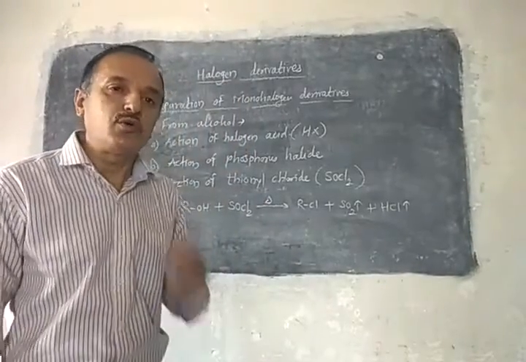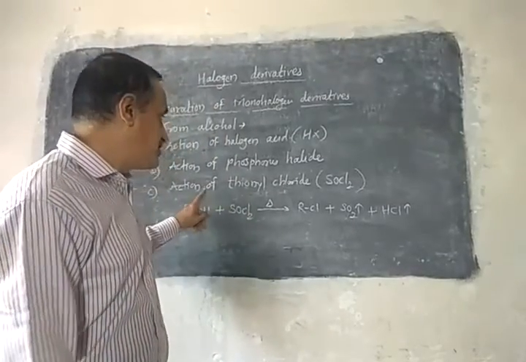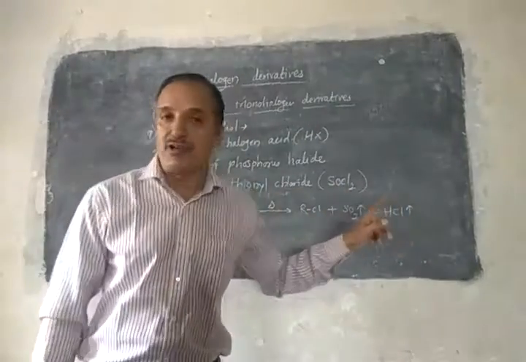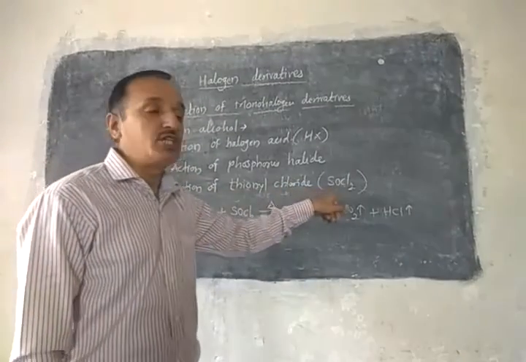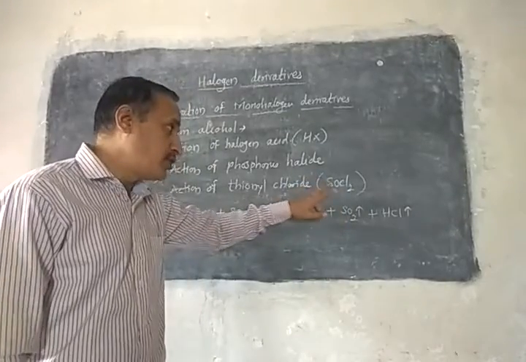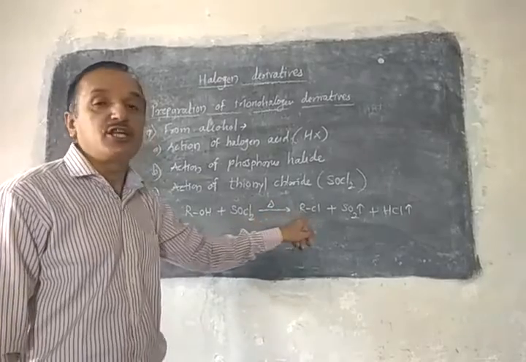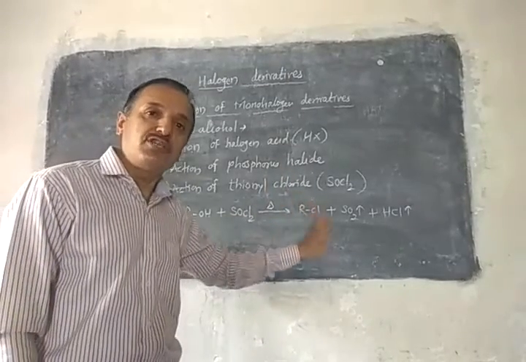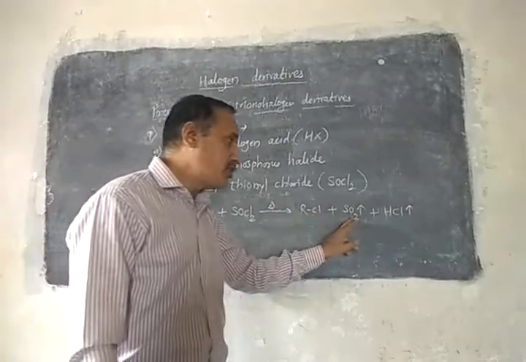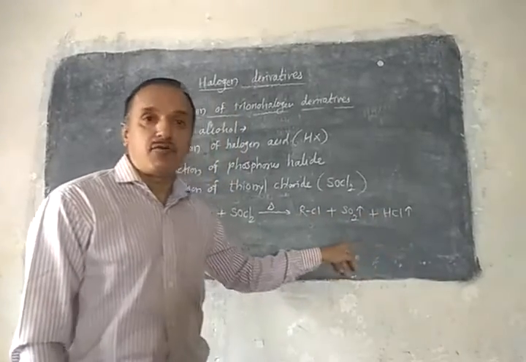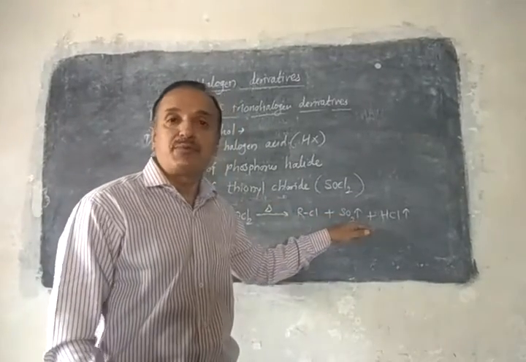Now suppose you want only alkyl chloride again. So this is the preferable one: thionyl chloride, that is SOCl2. When this thionyl chloride reacts with the alcohol, we get alkyl chloride. This is especially for alkyl chloride. Here we get sulfur dioxide and HCl, both in gaseous form. So in these reactions there is no need of any separation.